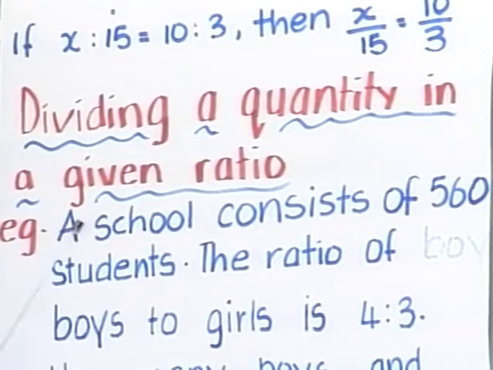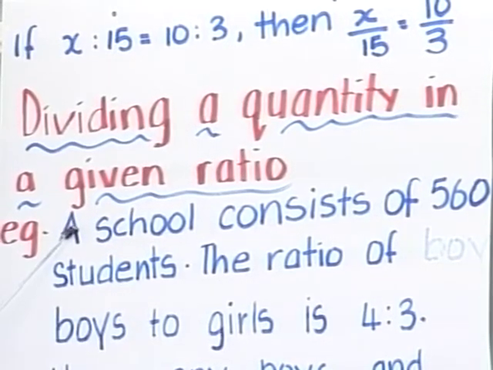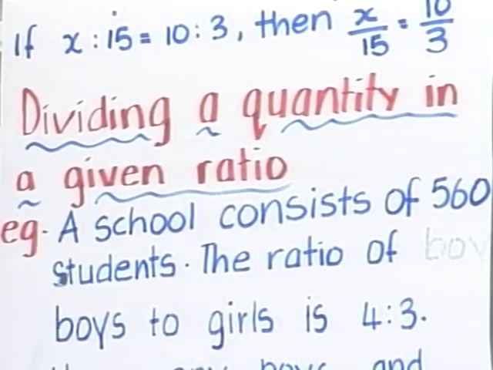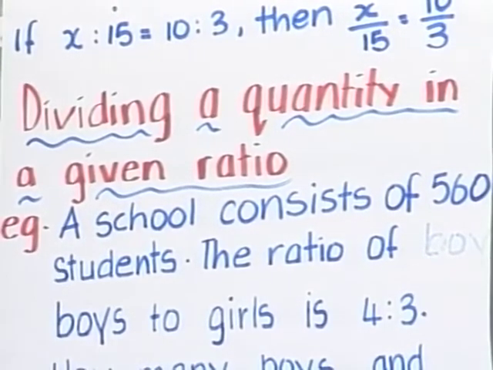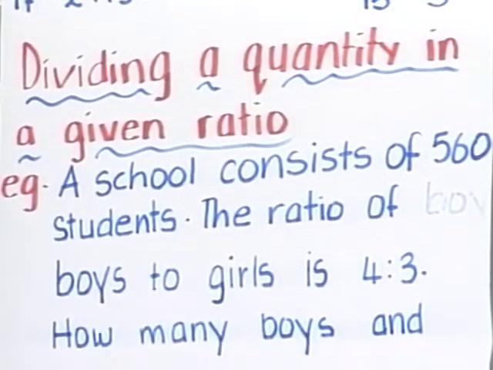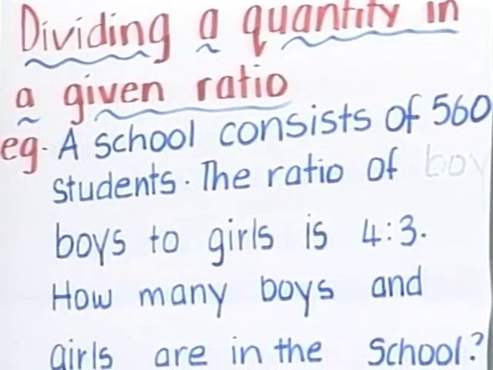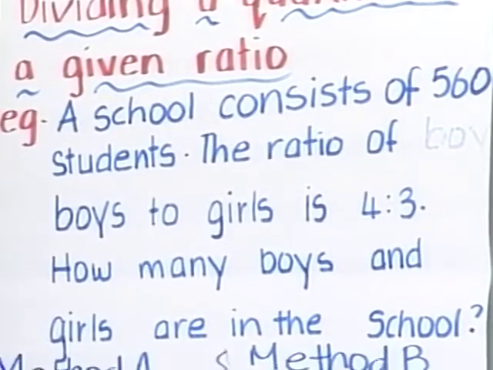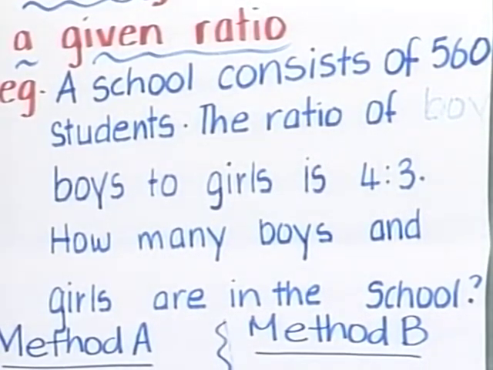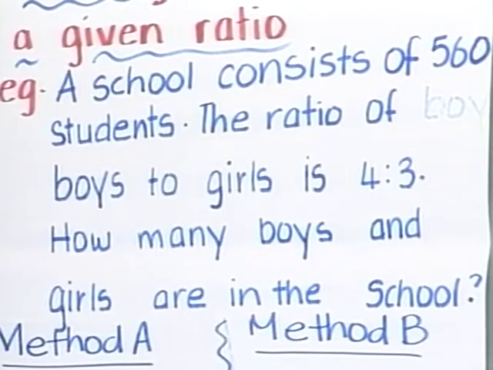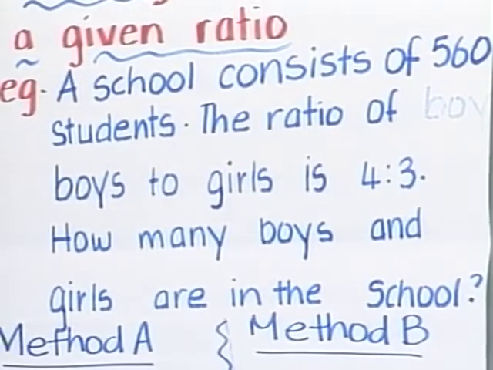Okay, now the next thing we'll look at is dividing a quantity in a given ratio. For instance, a school consists of 560 students. The ratio of boys to girls is 4:3. The question is how many boys and girls are in the school.